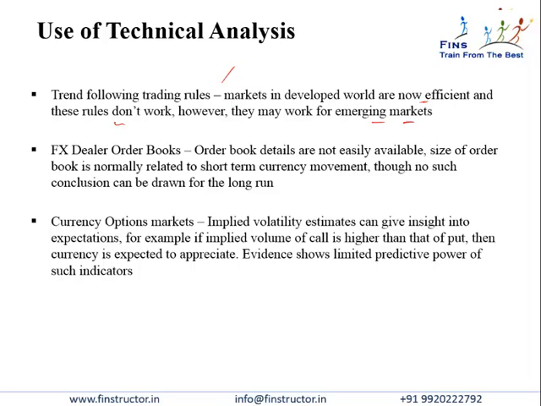What we have generally found is that the size of the order is generally related to the short-term currency movement. That is, concurrent movement happens. As the order book comes, at the same time, the currency also moves. So if it's a big buy order, the currency would also be moving up. And if it's a big sell order, the currency would have also moved down.